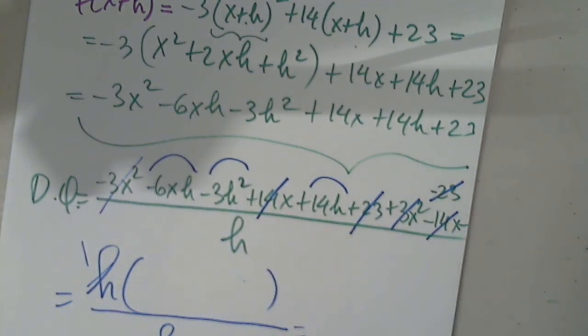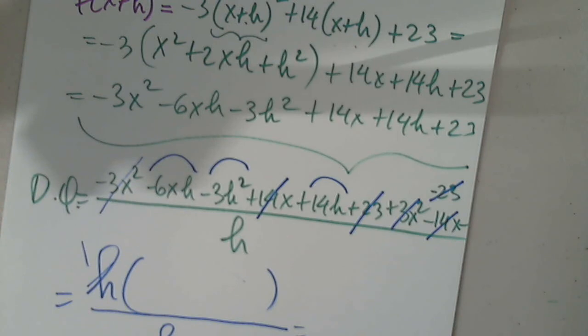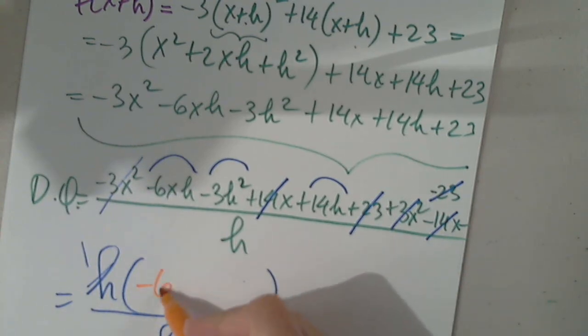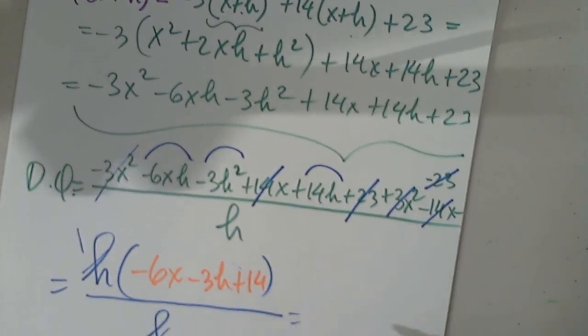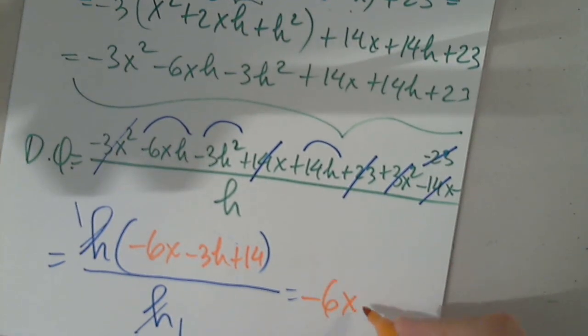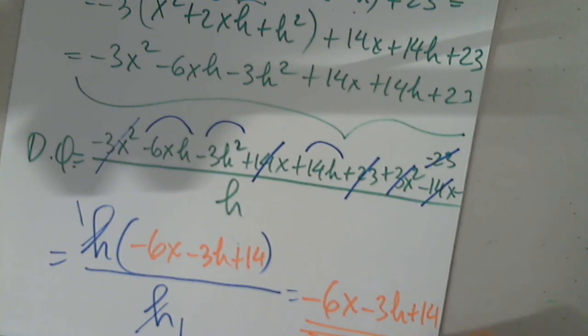But what do I have here inside? And I have to have three terms because I started with three terms. Can anyone give us those three terms? Negative 6x minus 3h plus 14. That's it. So that's our answer. Negative 6x minus 3h plus 14.